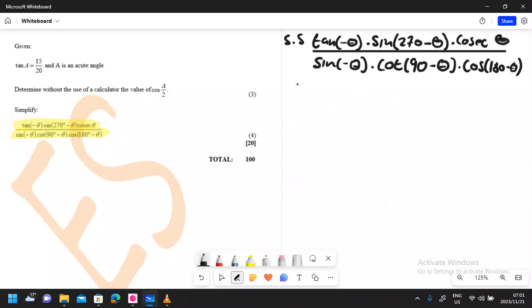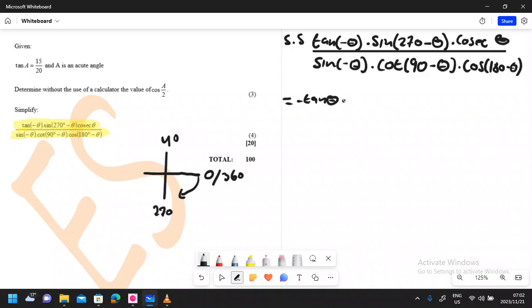Now let's start with tan negative theta. Guys, where is negative theta on our CAST diagram? If this is 0, and that is 360, and that is 90, and that is 270, negative theta is when you are going in this direction, which is the fourth quadrant. Tan in the fourth quadrant is negative. So hence you're going to write it like this: negative tan theta.